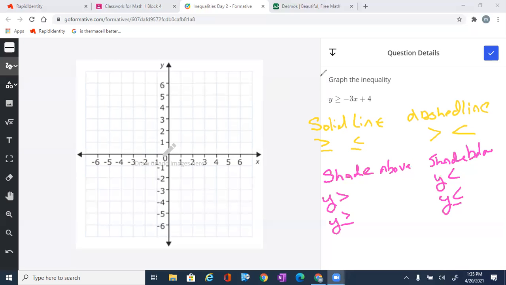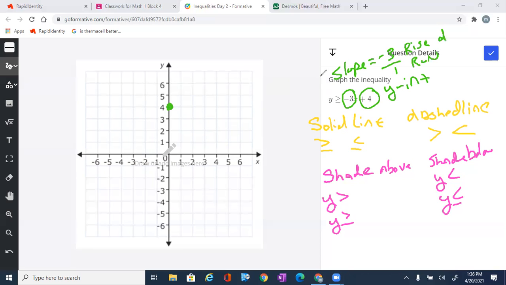So let's identify the y-intercept. The y-intercept is 4. Okay, so the y-intercept is positive 4, so I'm going to go up to positive 4, and I am going to graph that point. And then what you'll notice is that there is the slope of negative 3, as we can write that as a fraction, or negative 3 over 1.